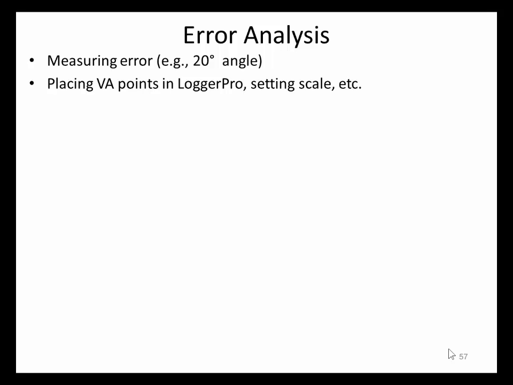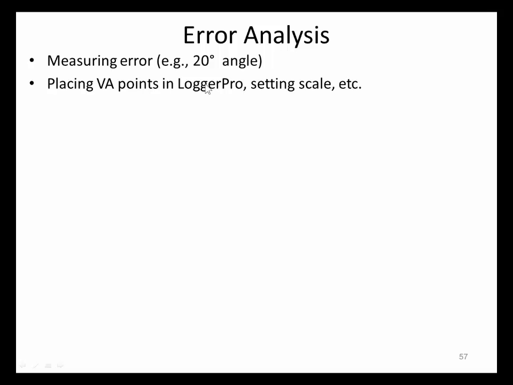And then there was me placing VA points on the LoggerPro, setting my scale, etc. How accurate was I doing that? It was a fairly small spread of points, especially in the beginning, and so those numbers could be off a little bit. Both of these errors, though, they can run either way. I'm not sure if these would increase my error or decrease it, make it positive or negative.